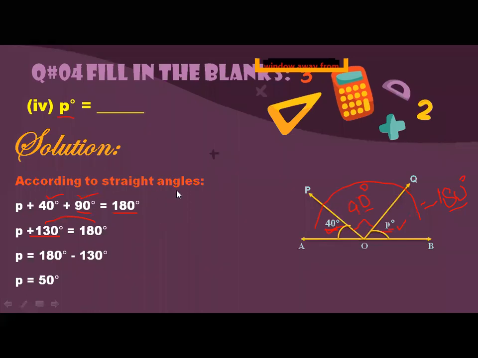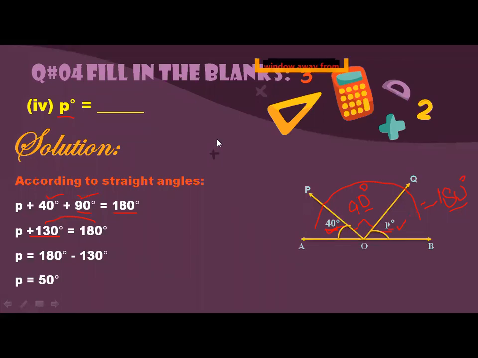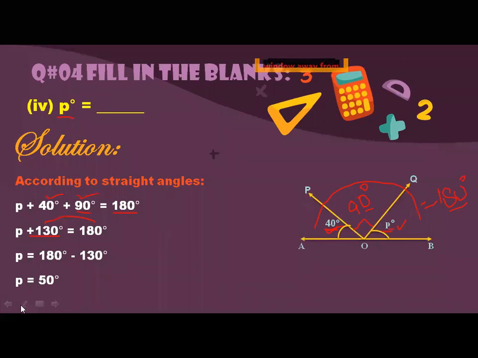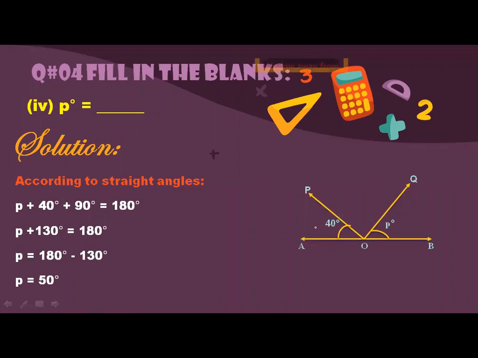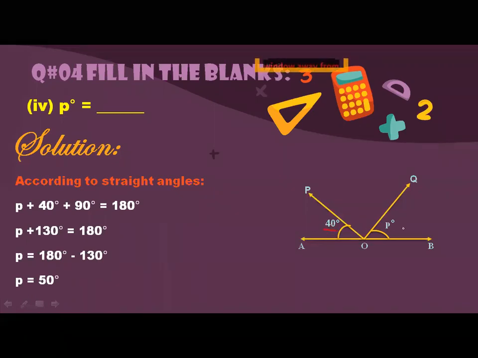Now the next question is, how will you draw it? Let's look at here. I'm going to show you. But before that, please keep it in your mind few things. On the left side, this is your left side, you have to draw the angle of 40 degree. And on the right side, you have to draw the angle P, that is now equal to 50 degree.